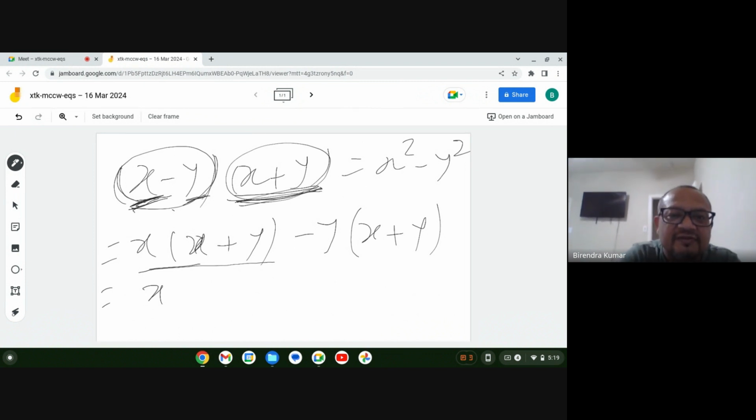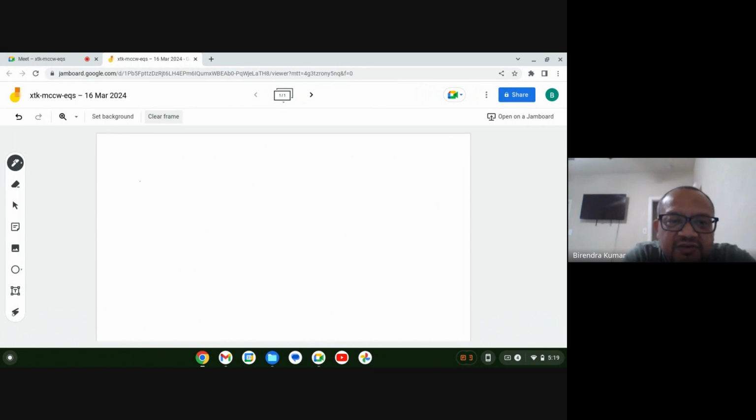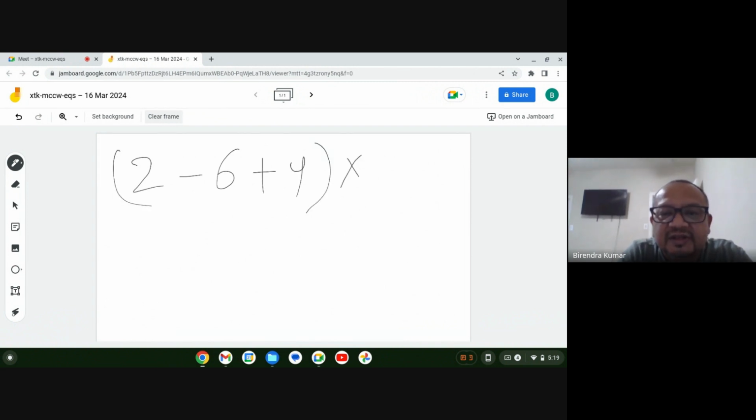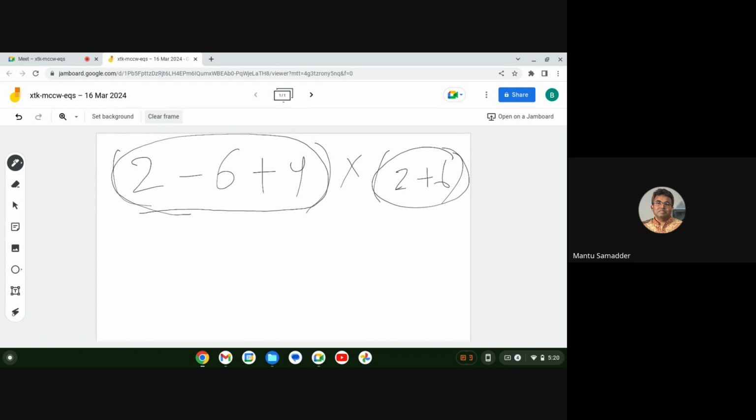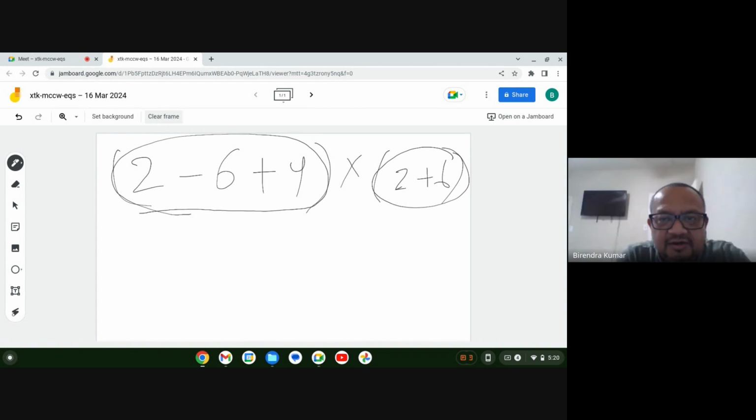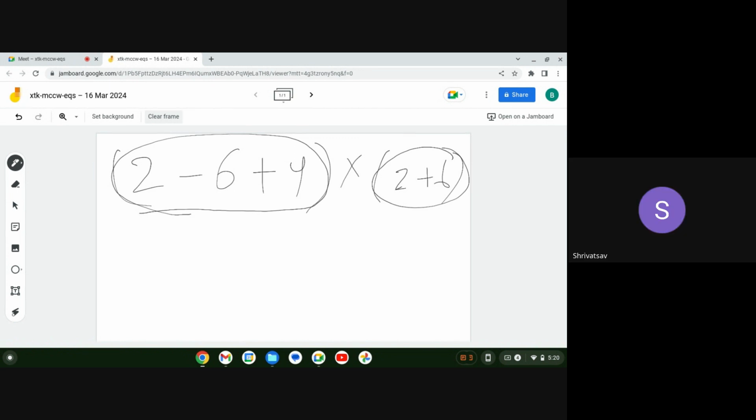So let's say tomorrow you have a situation. If you have to do 2 minus 6 plus 4, and you have to multiply this with 2 plus 6, what will you do? You will find out the total value of this, find out the total value of this, and then multiply them. Right? Shiva, you were saying something? No, I just got the answer.